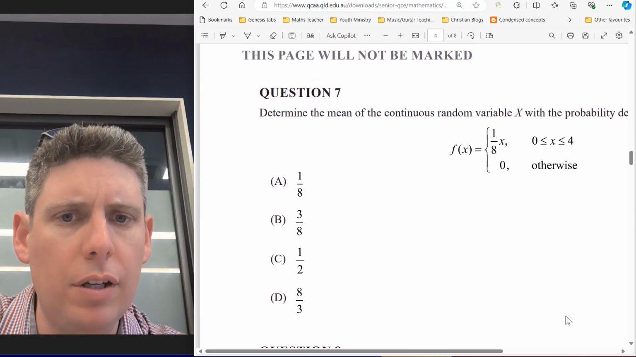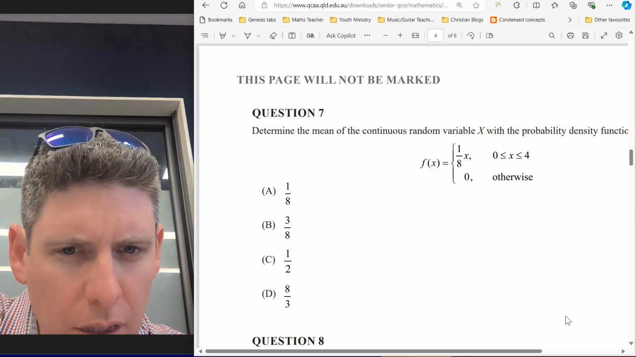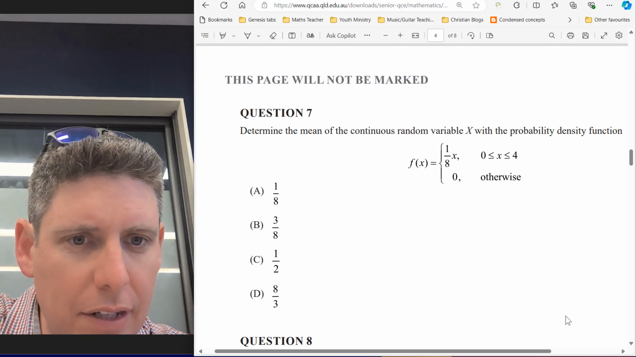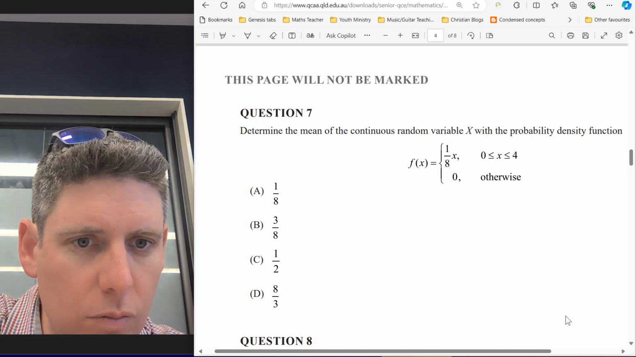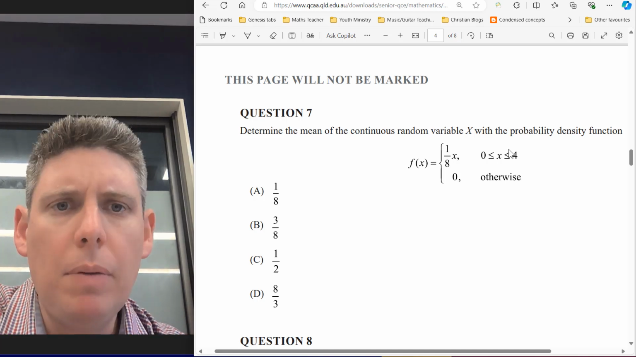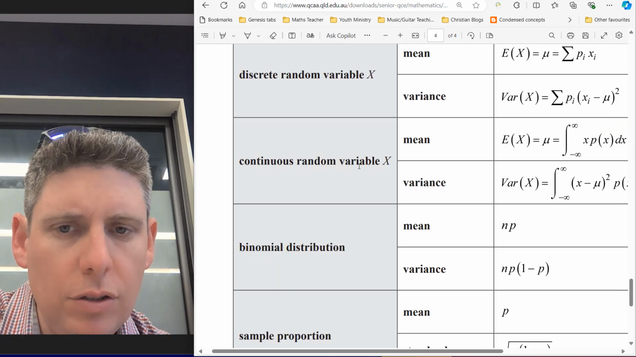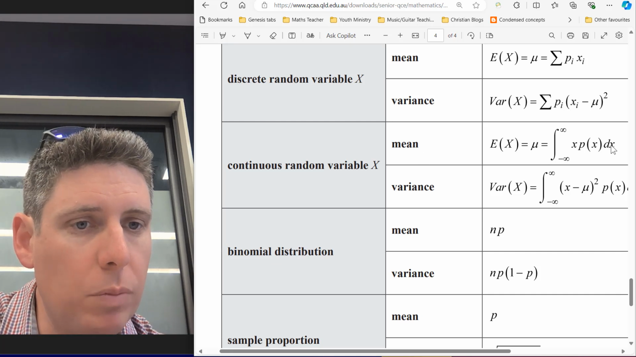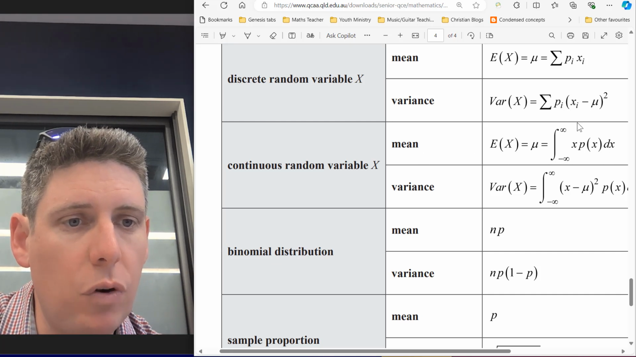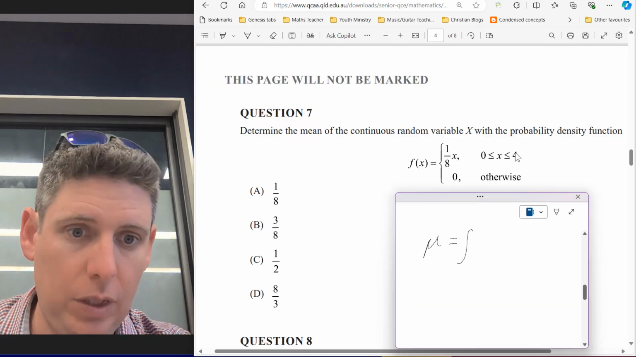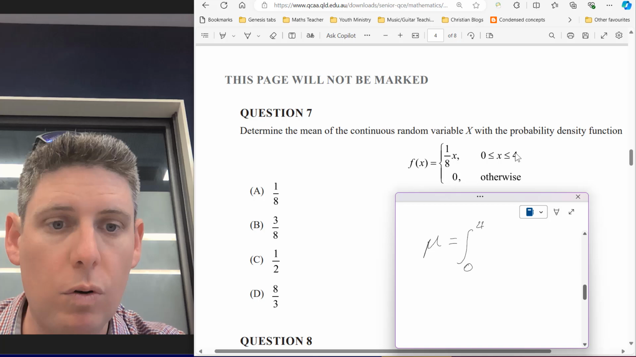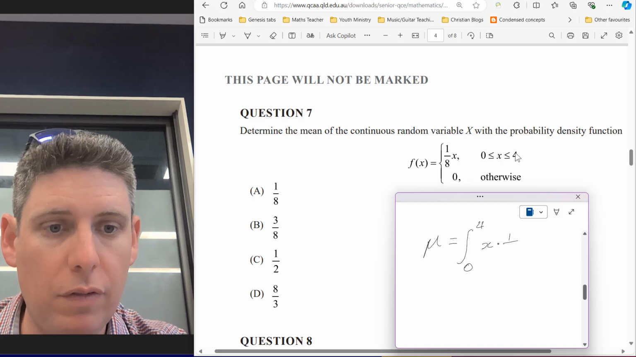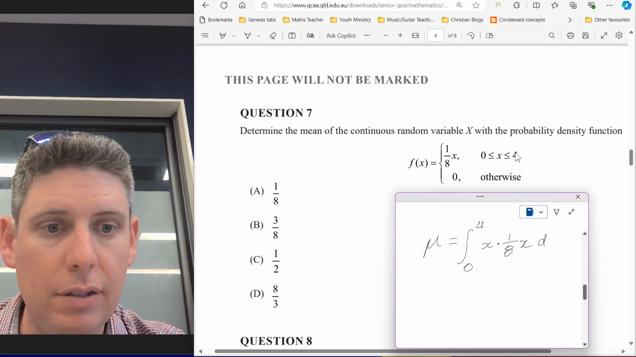Alright, question 7. Determine the mean of a continuous random variable x with the probability density function f of x equals 1 over 8, etc. Okay, maybe the formula sheet could help here. So continuous random variable, mean, and it's given us a formula here. So it looks like this is the formula we need to use. So we're going from the boundary 0 to 4, and we're doing x times 1 over 8 x dx.